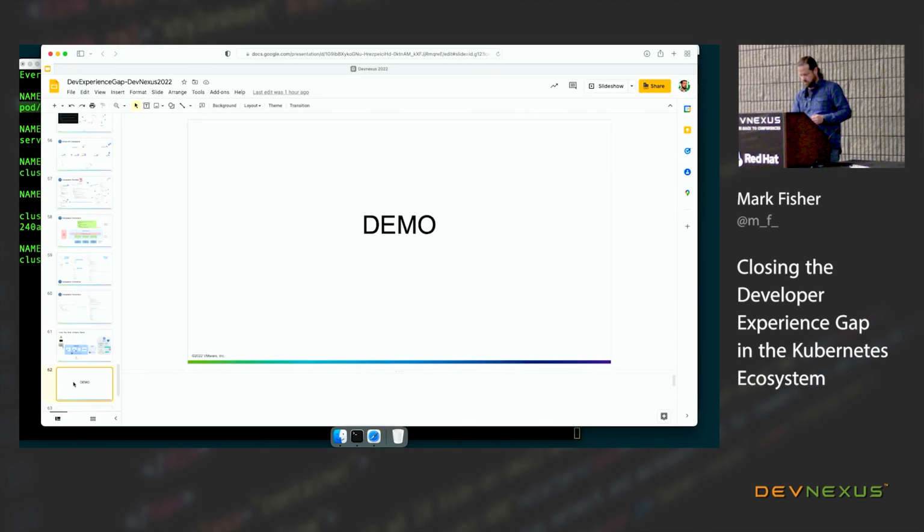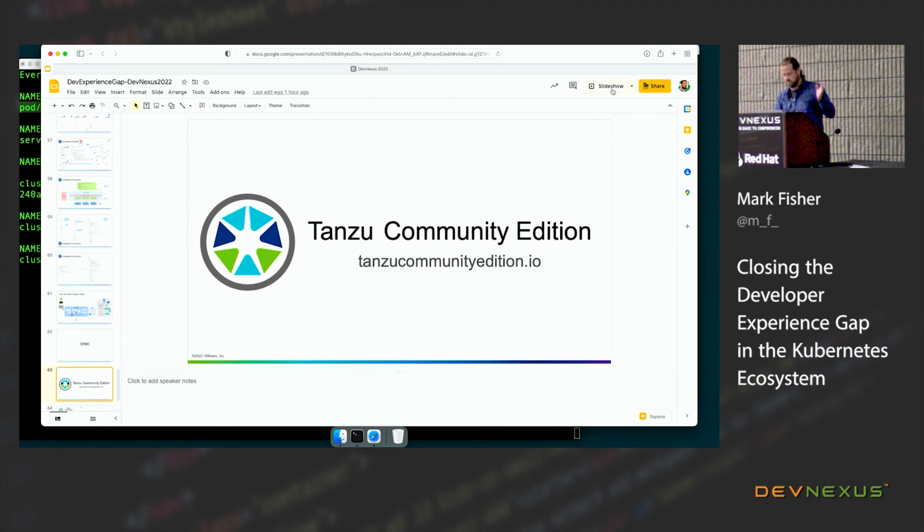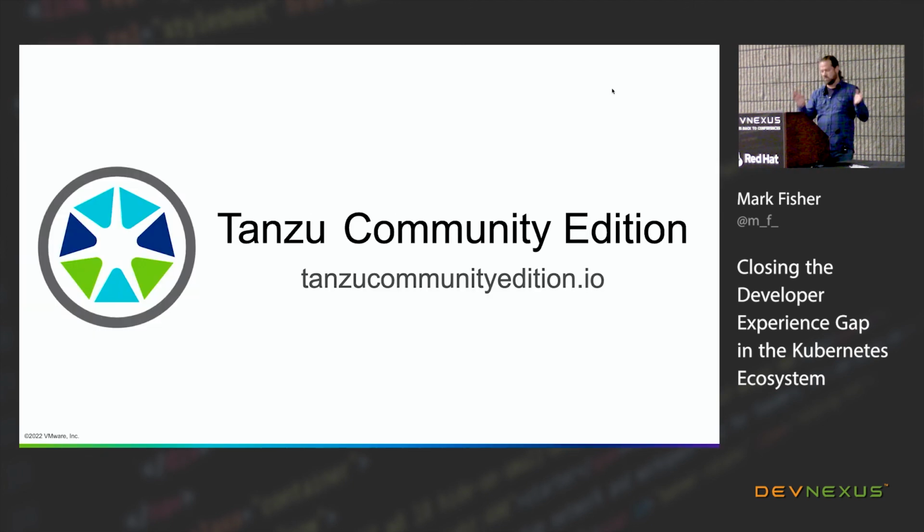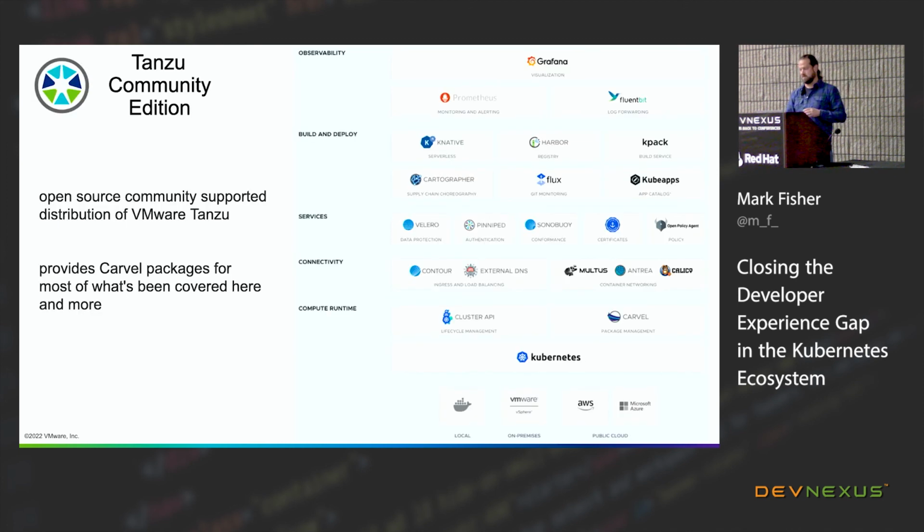And then I've just got one last slide here, which is Tanzu Community Edition. This is an open source distribution of VMware Tanzu. And you can see here on the right-hand side, everything that I talked about except for Tekton, which I think will be there soon, is available as Carvel packages so that you can add a package repository, like I showed earlier, and then just install Cartographer, install Knative, install everything that I showed today, or just the parts that you want to use. And then there's several other things here as well.